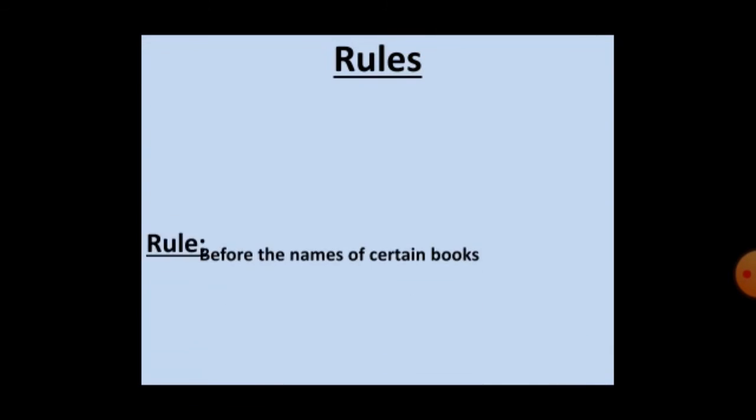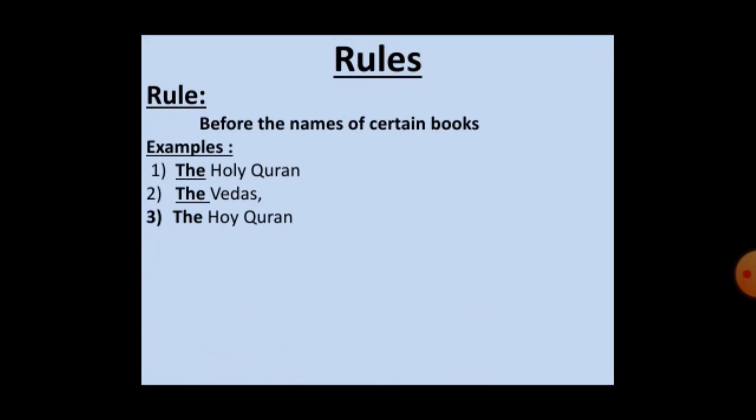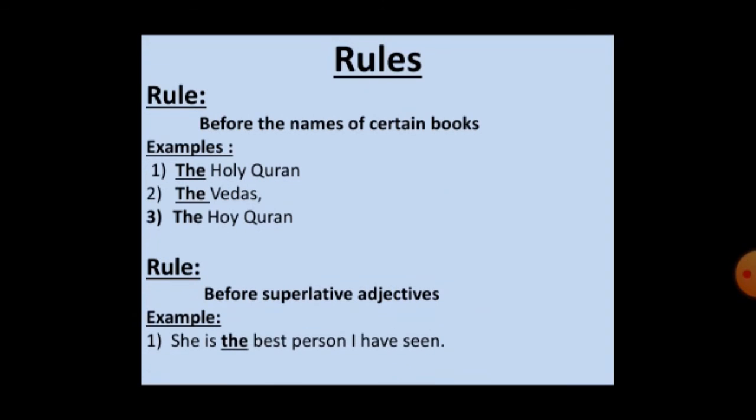So now I move towards our next rule. So here comes the next rule. Before the names of certain books, like religious books, the Holy Quran, the Vedas, the Bible. Okay students, and next is what? When we talk about superlative adjectives, before superlative adjectives we use the. For example, she is the best person I have seen, or which is the highest mountain in the world. So in both these examples, best and highest show the superlative degree of the adjective, and before the superlative degree we use the article.